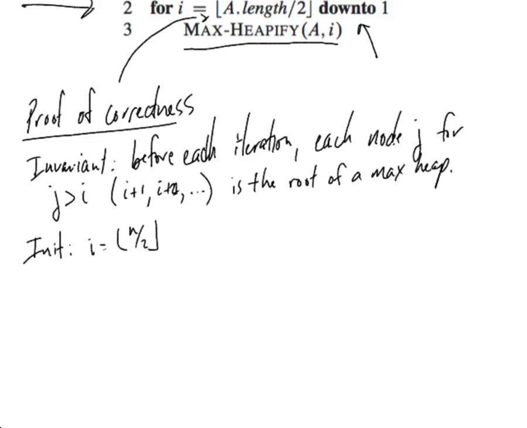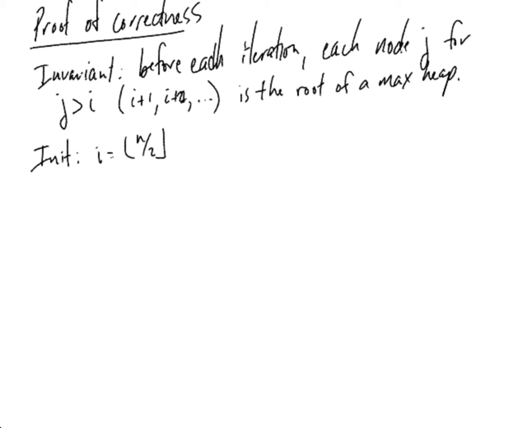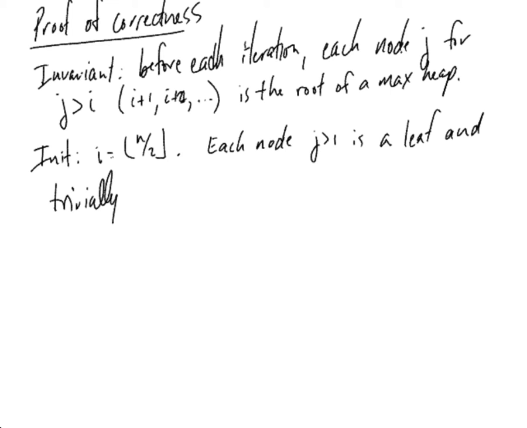So in this case, each node j greater than i is a leaf, and thus is trivially the root of a max heap.